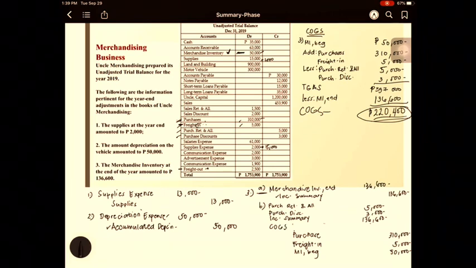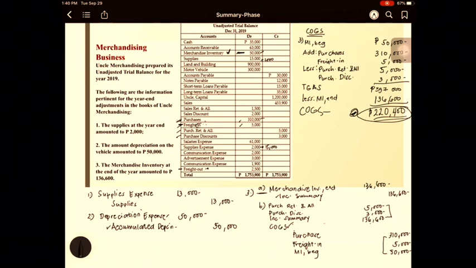Whatever difference between the debit and the credit side is, the difference will always be debited to your cost of goods sold account. So take note that the cost of goods sold here that we were able to compute is 220,400. Therefore, the cost of goods sold that must be computed here should also amount to 220,400, meaning the difference between the total of this and the total of this shall amount to 220,400.